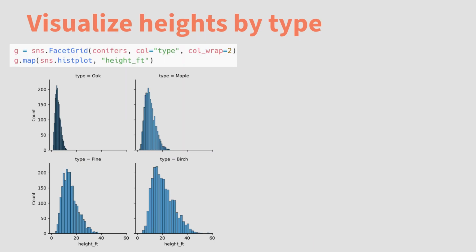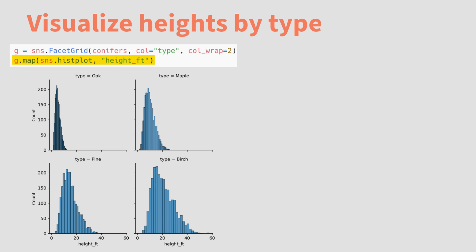To visualize categorical data, we can use a faceted histogram. To make a faceted histogram in seaborn, we will call the method FacetGrid and within it specify the data, which is conifers, the categorical variable type for the col argument, and to make a 2-column plot, we set the col_wrap argument to 2. Then we use the map function, inside of which we call the type of plot, in this case histplot, and the x argument, which is height of the trees.